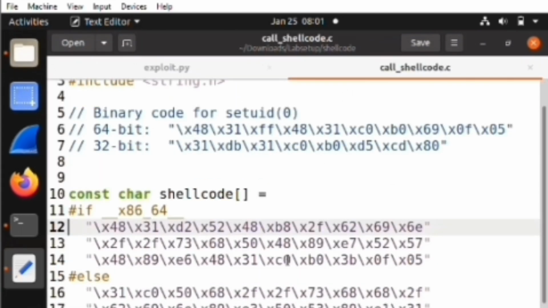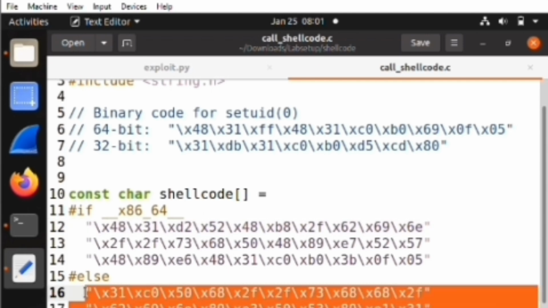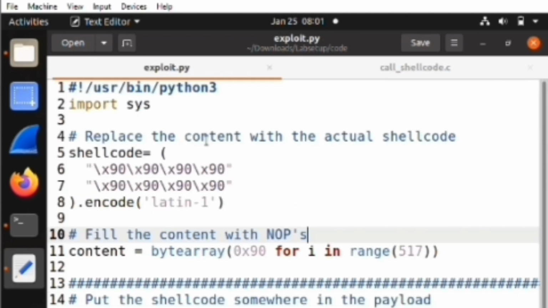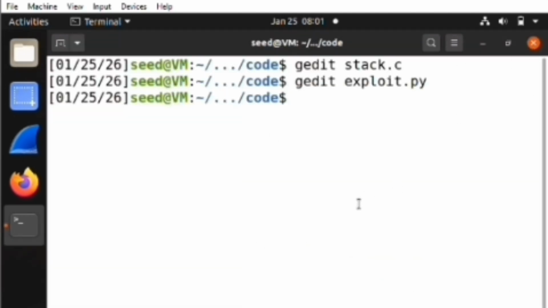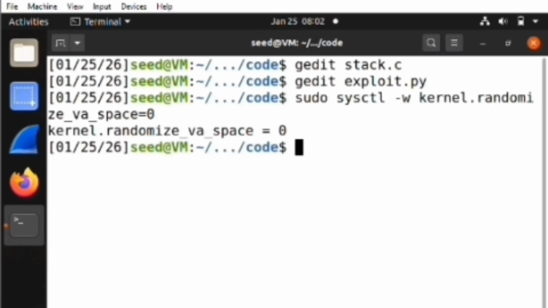A buffer overflow occurs when more data is written into a buffer than it can hold, and this extra data does not just disappear. Instead, it spills over into adjacent memory locations, overwriting important information such as variables, control data, or even function return addresses. And this is where the real danger begins.